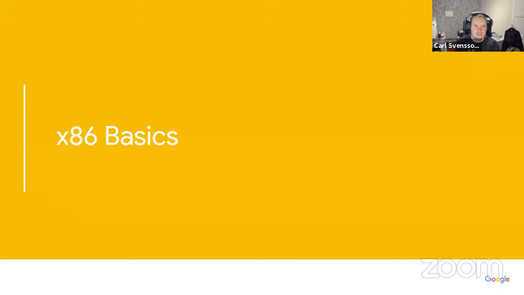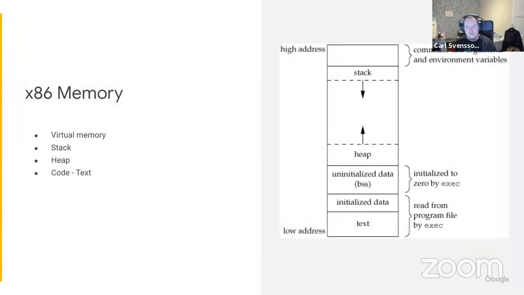So in a computer, you have memory. And this memory is then organized in some way. In a typical program, you will have some virtual memory divided up into a stack, a heap, and other things like code and global variables.